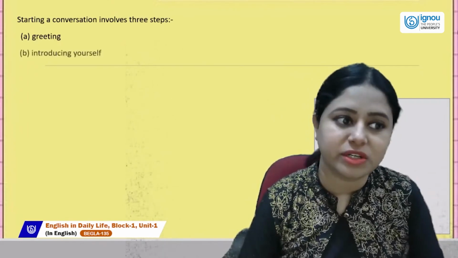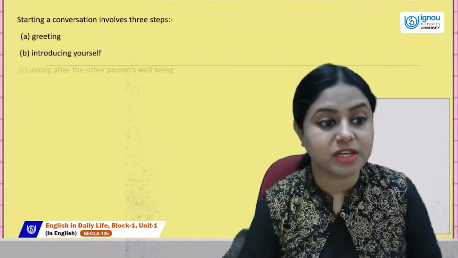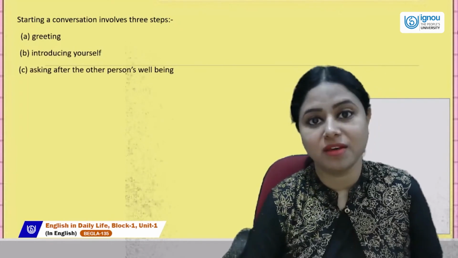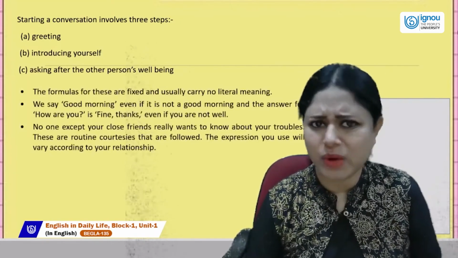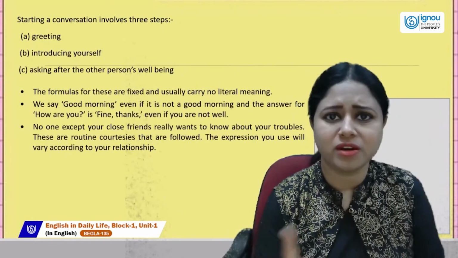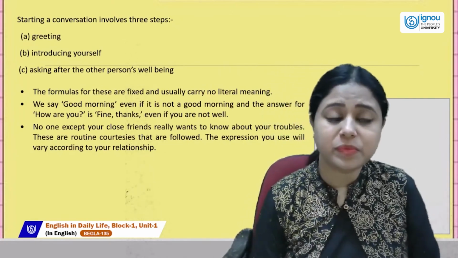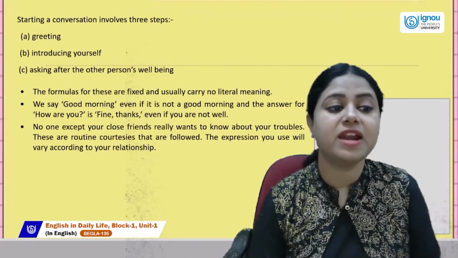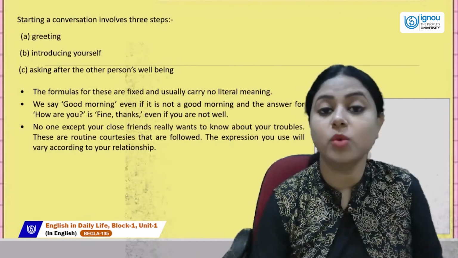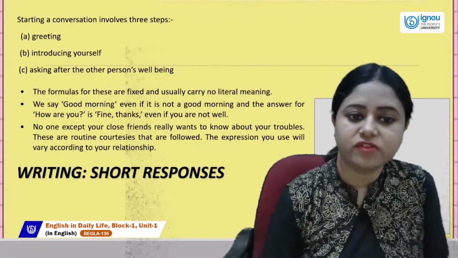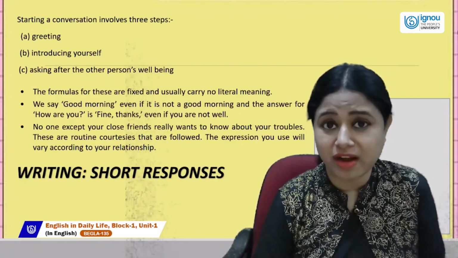First, you start with the greeting. Second, you introduce yourself. Third, you ask about the other person's well-being, right? Very easy ways. Let's recall this in our minds: greeting, introducing yourself, and asking people about their well-being. Now, the formulas for these are fixed, and they usually do not carry any different meaning.